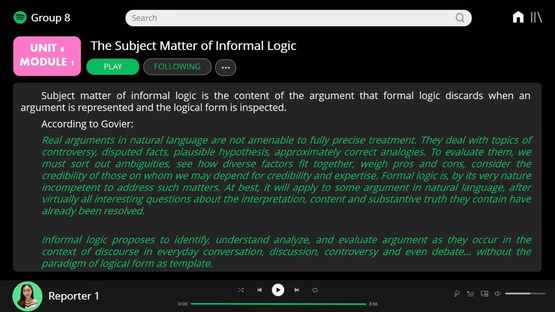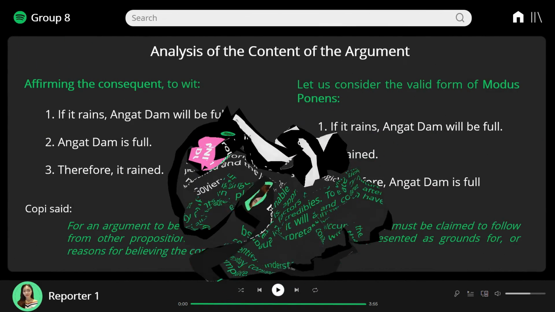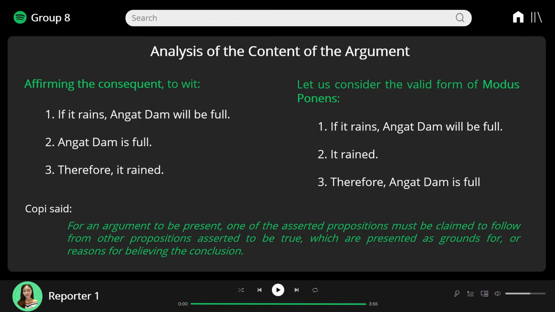At best, it will be applied to a natural language argument after practically all the interesting questions about interpretation, content, and substantive truth that it contains have been resolved. Informal logic suggests identifying, understanding, analyzing, and evaluating arguments as they appear in the context of speeches, everyday conversations, discussions, controversies, and even debates, without the paradigm of logical form as a model. Analysis of the content of the argument.